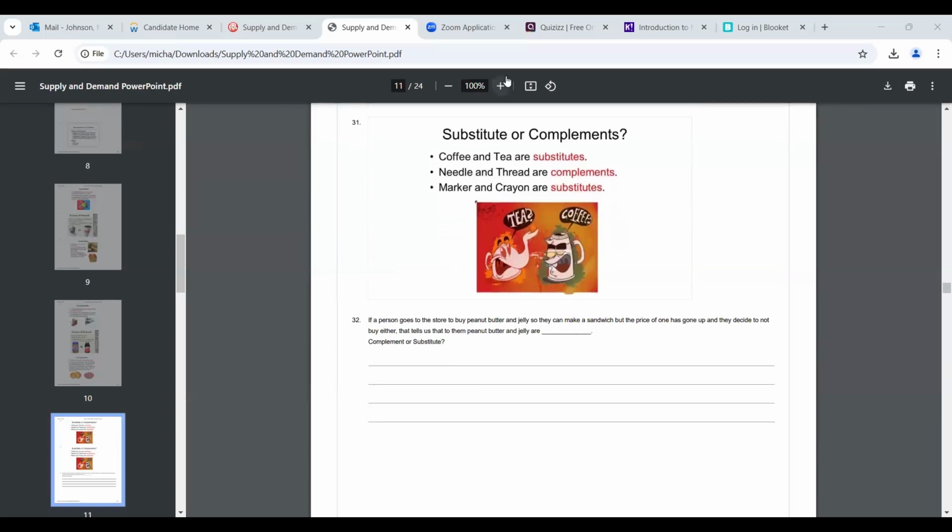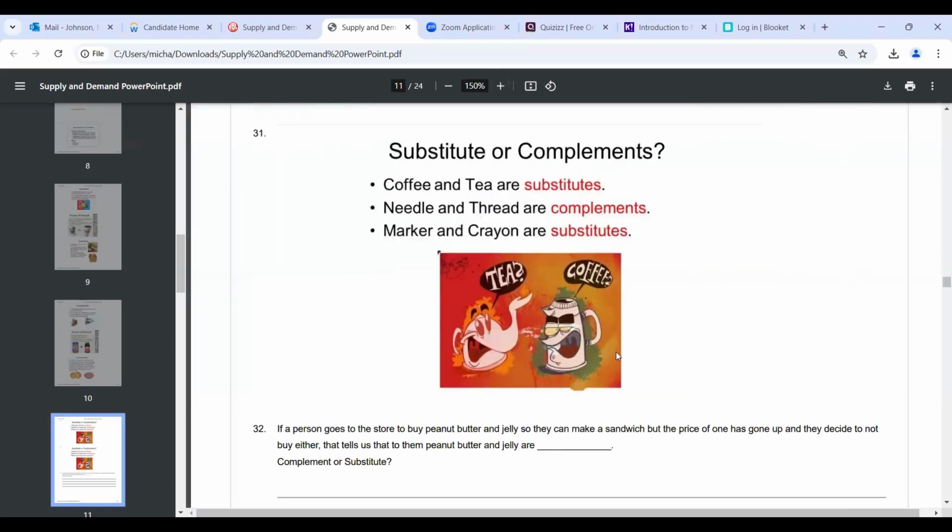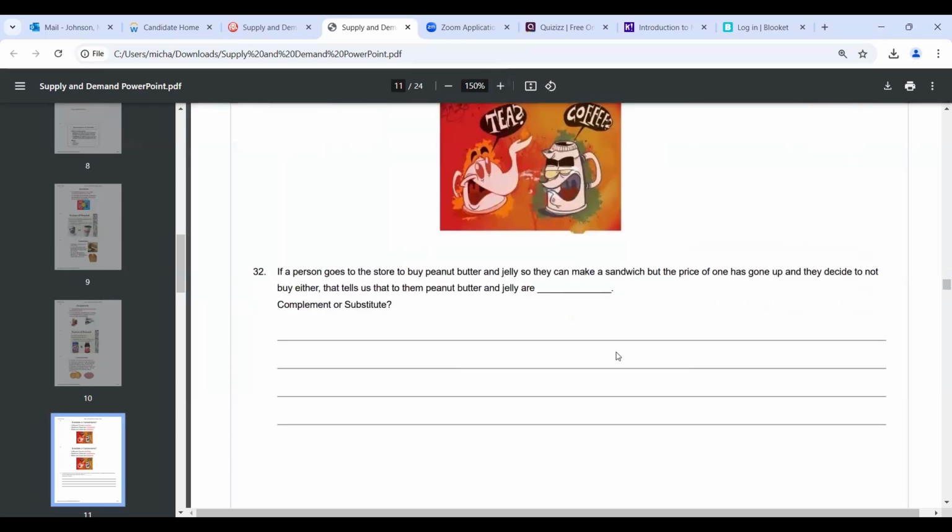So if a person goes to the store to buy peanut butter and jelly, so they can make a sandwich, but the price of one has gone up and they decide not to buy either, this tells us that to them, peanut butter and jelly are what? In this case, would they be a complement or substitute?